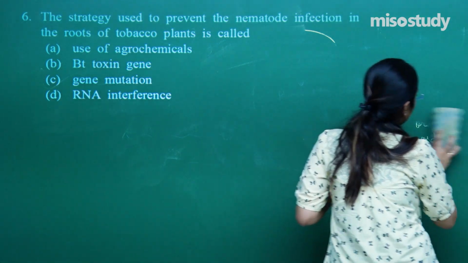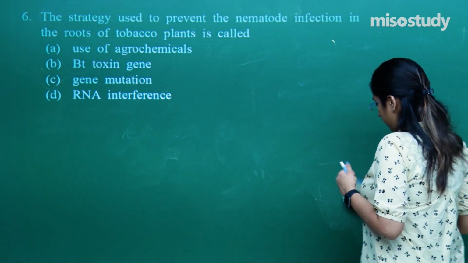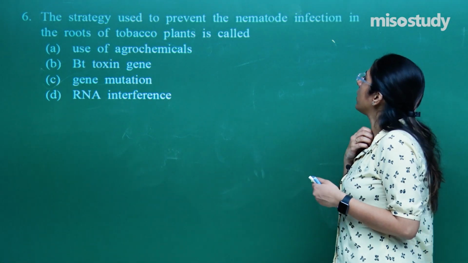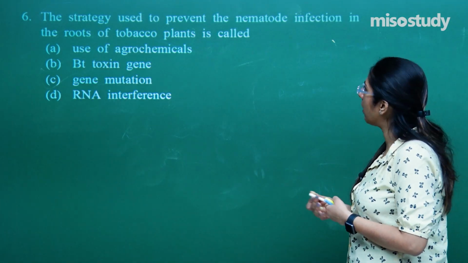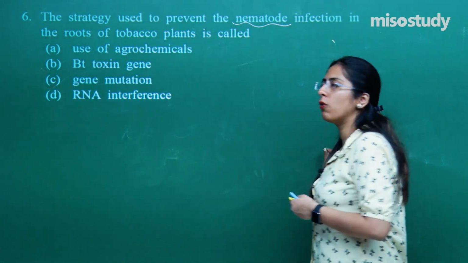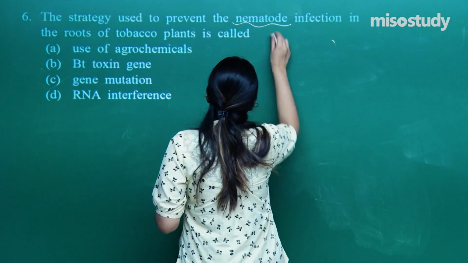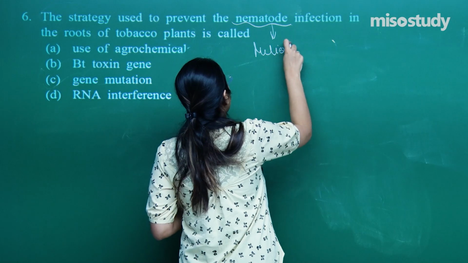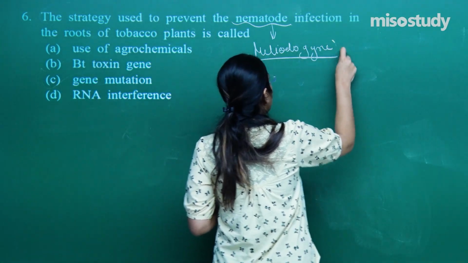This is also one of the good questions, one of the latest techniques. The strategies used to prevent the nematode infection in the roots of the tobacco plant is... Now they are discussing one nematode which affects the roots of the tobacco plant and causes a decrease in the yield, and the name of that nematode is Meloidogyne incognita.